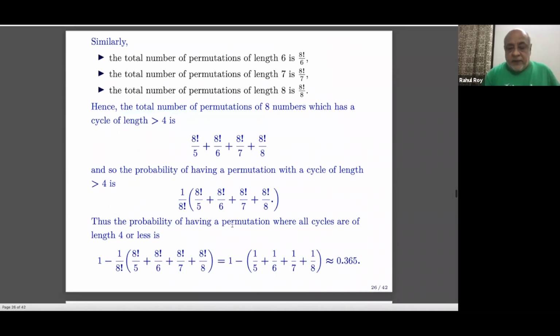Thus, the probability of having a permutation where all cycles are of length 4 or less is 1 minus this quantity, which is 1 minus, as I've written here. Now, 8 factorial and 8 factorial all cancel, so it becomes 1 minus 1 over 5 plus 1 over 6 plus 1 over 7 plus 1 over 8, which is 0.0365.